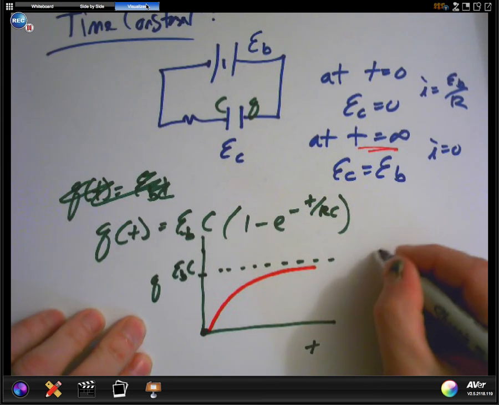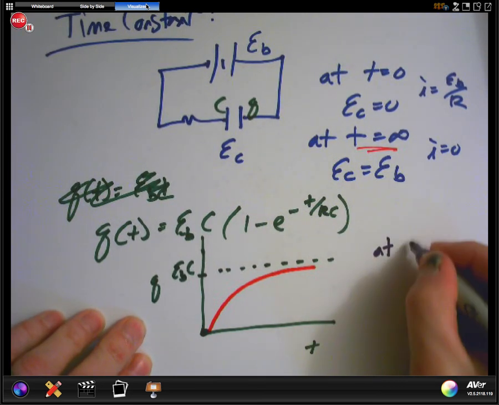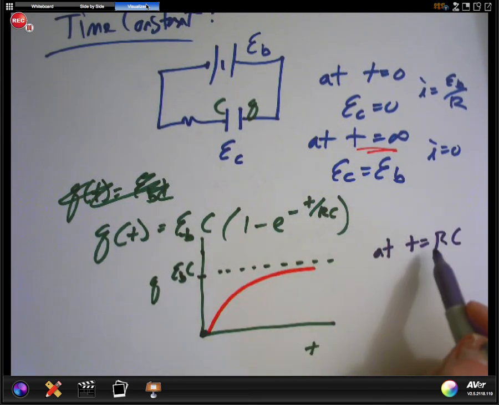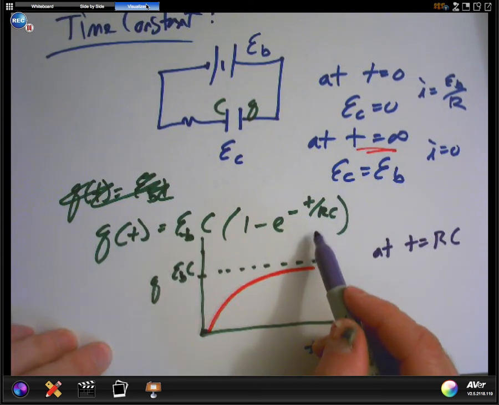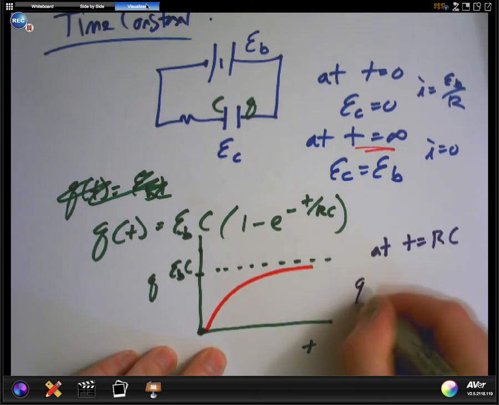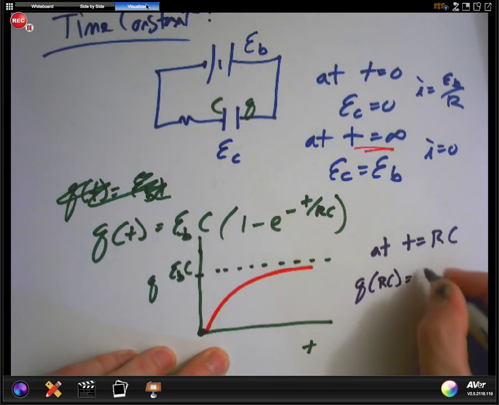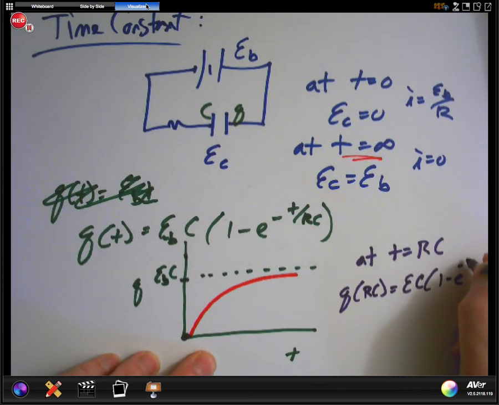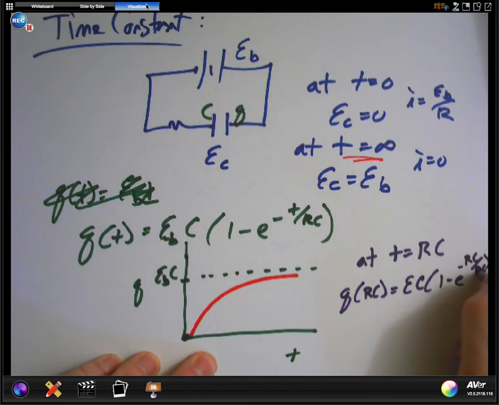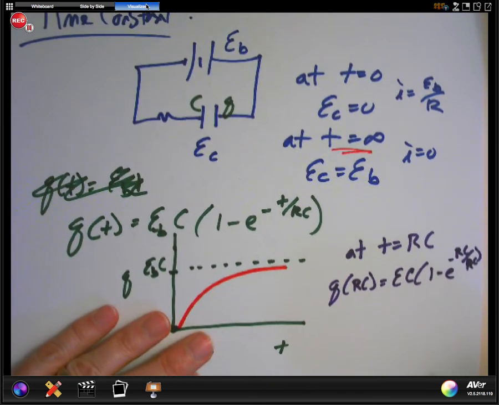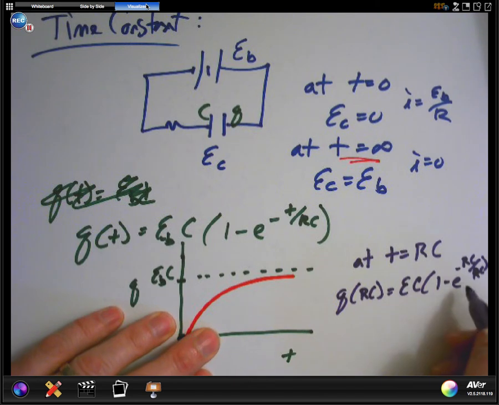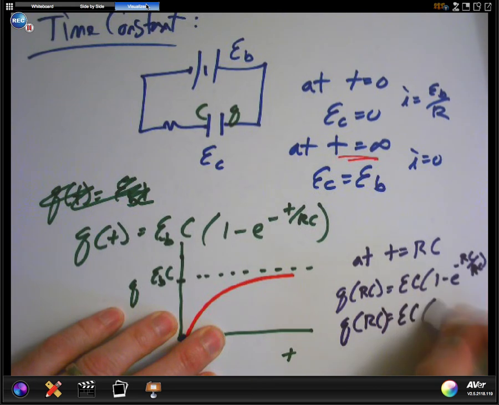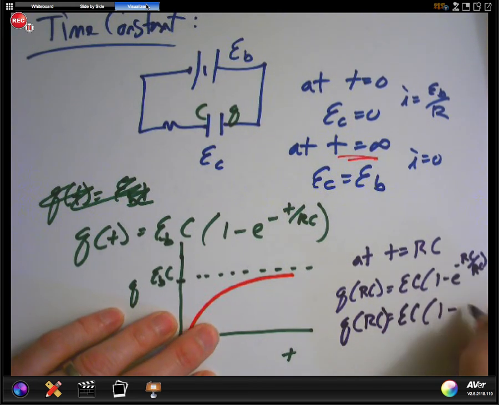So I'm going to look at a specific time. So at t equals the quantity RC. So I'm going to take the resistance and the capacitance, multiply them times each other, and plug that into this expression. If I do that, I'm going to get my charge at RC is going to be epsilon times c times 1 minus e to the negative RC over RC. If I plug that in, what I get is Q of RC is equal to epsilon c times 1 minus, so now e to the negative 1.